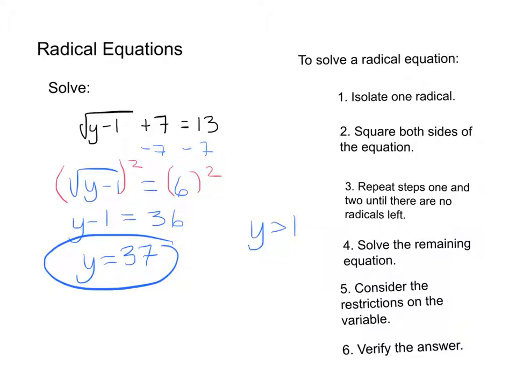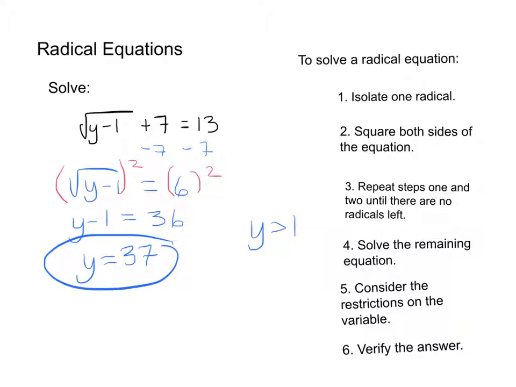Put 37 into y in the original equation, so I'd go square root of 37 minus 1, that's square root of 36, that's 6 plus 7, it equals 13, so good, it's done. Anybody have another way that they could verify?